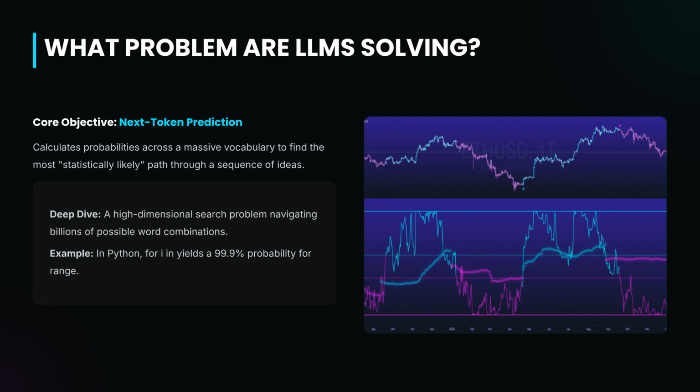What problem are LLMs solving? Their core objective is next token prediction. The model calculates probabilities across a massive vocabulary to find the statistically most likely path through a sequence of ideas. This is a high-dimensional search problem, navigating billions of word combinations. For example, in Python code, "for i in" yields a 99.9% probability for "range".